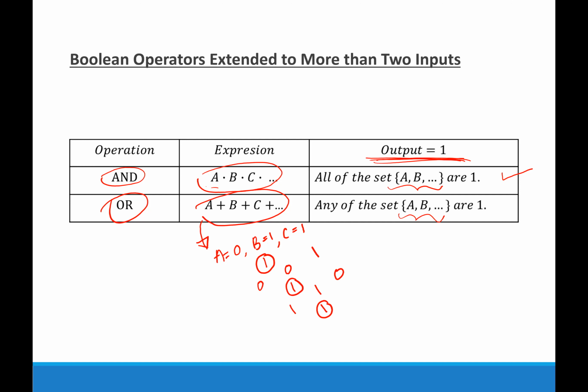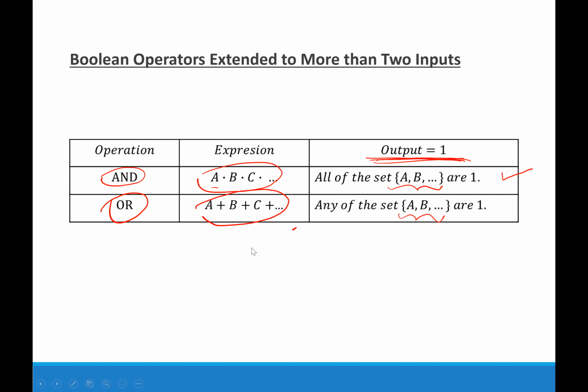Now, can you tell me how we get the output 0? For the operation, and we have more than 2 inputs, I need the output 0. How do we get that?